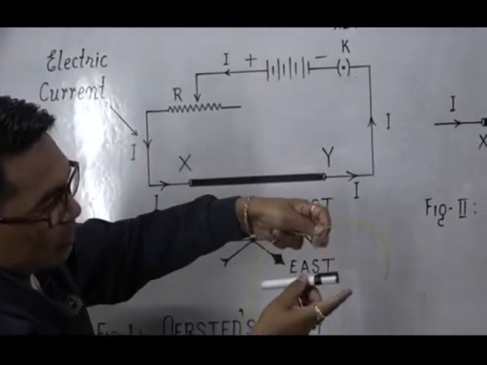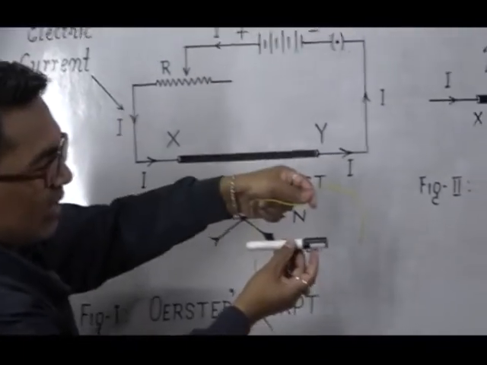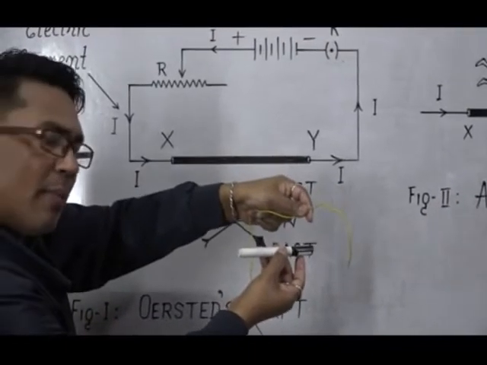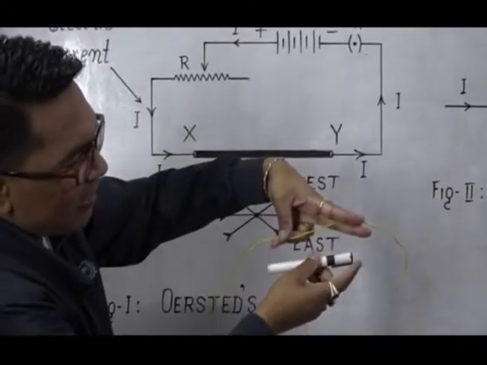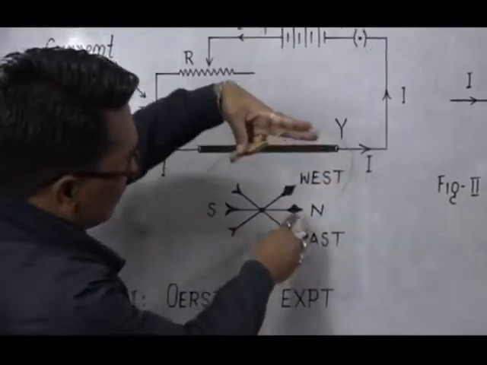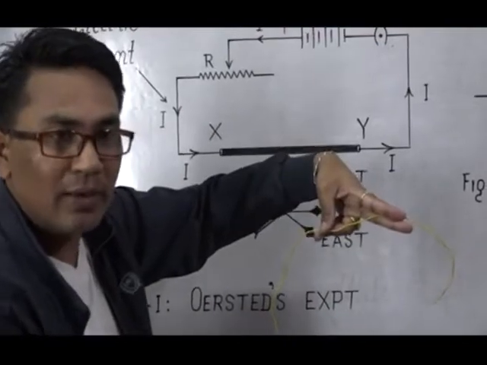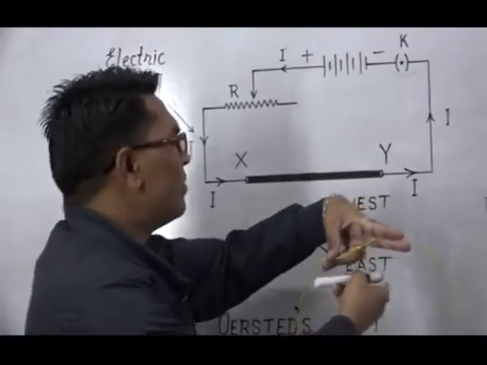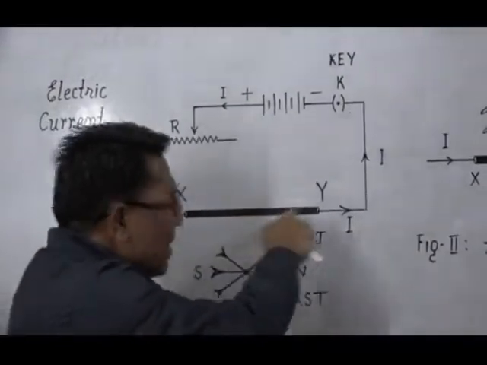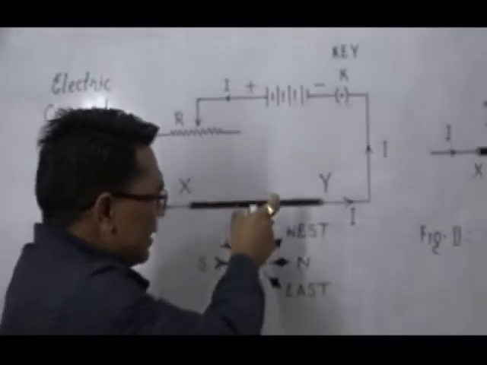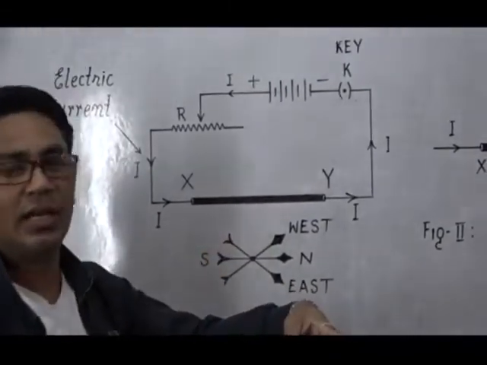The north pole of the needle deflects to the west along the side. When the current flows in the conductor, the needle's north pole is deflected away, to the west or to the east along the deflection, depending on the direction of the current.